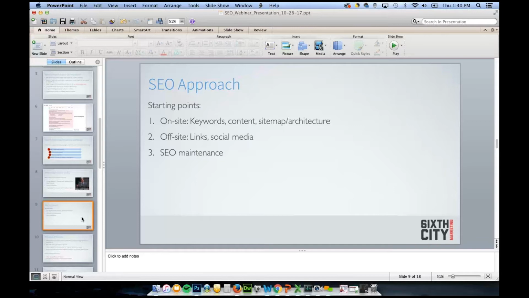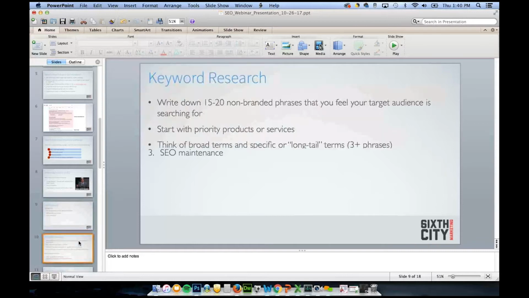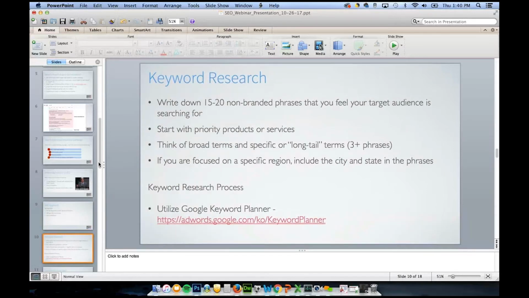And then something I'll call SEO maintenance, which I'm kind of throwing out there as a next level, kind of the next phase if you can get past 1 and 2. Again, I'm really trying to keep this focused on helpful starting points. So let's talk about content and keyword research.